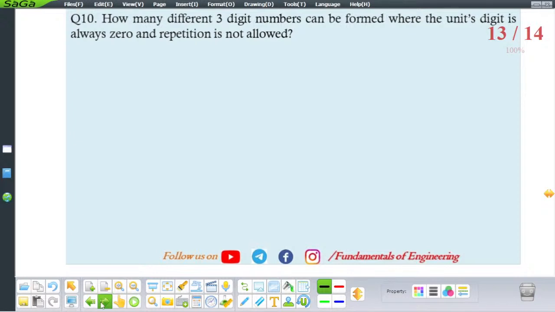Now the next question. How many different 3-digit numbers can be formed where the unit digit is always 0 and repetition is not allowed? So what is the condition? We have to form a 3-digit number and the unit digit is always 0. So 0 will appear here at the unit digit. So this choice will be fixed. 0 will appear here only, right? Now how many digits can be used? The digits are 0 to 9. So how many? 10 choices.